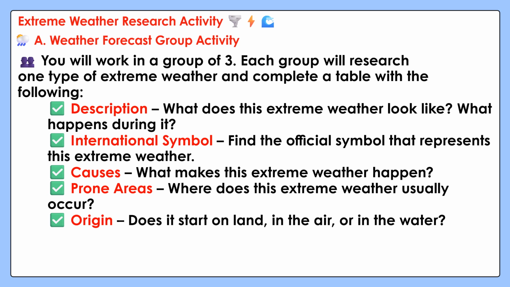Description. What does this extreme weather look like? What happens during it? International symbol. Find the official symbol that represents this extreme weather. Causes. What makes this extreme weather happen? Prone areas. Where does this extreme weather usually occur? Origin. Does it start on land, in the air, or in the water?